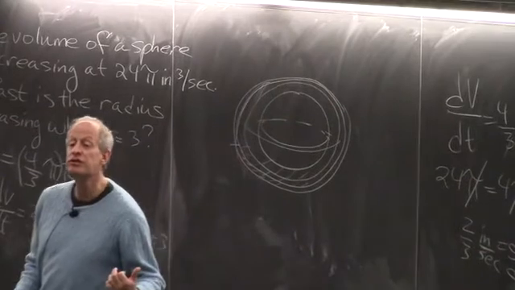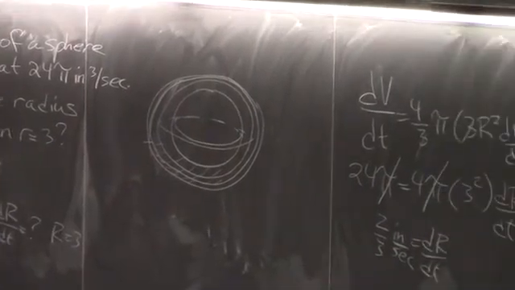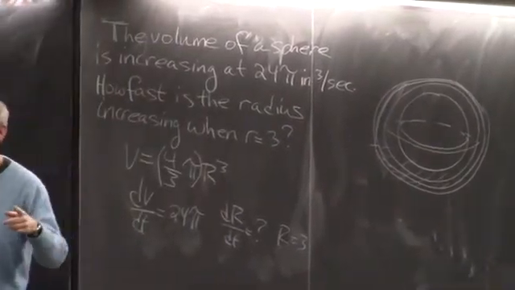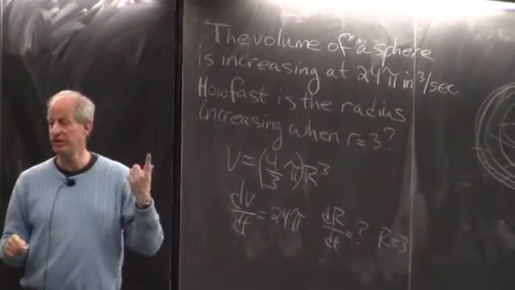How do we know it's an inch? Because the radius is a linear measurement, it's a line, so it's inches. If we were doing area, it would be inches squared. If we were doing volume, it would be inches cubed.